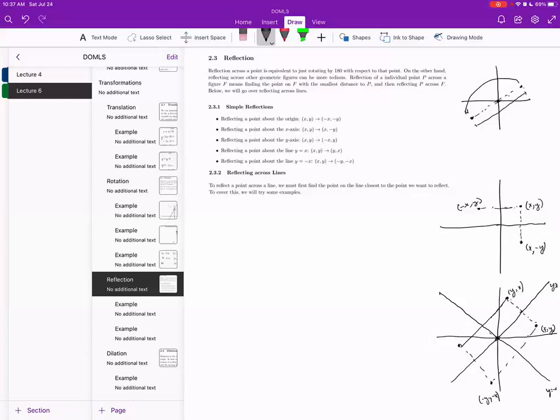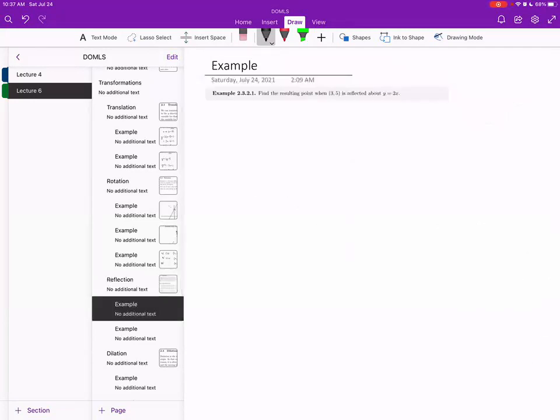And so now let's talk about reflecting across lines. We just talked about this, but if we want to reflect a point across a line, then we need to find the point on the line closest to the point that we want to reflect, and then we reflect it across that point. So let's try an example. Find the resulting point when 3, 5 is reflected about y equals 2x.